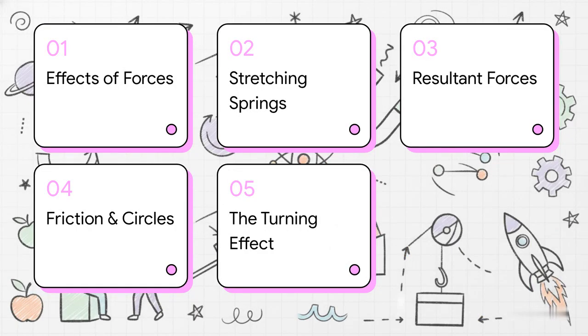Okay, so here's our roadmap for this explainer. We're going to cover 1. The effects of forces, 2. Stretching springs and proportionality, 3. Resultant forces and motion, 4. Friction and circular motion, and finally, 5. The turning effect. Let's jump right in.